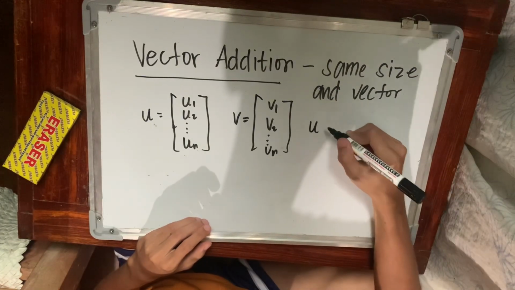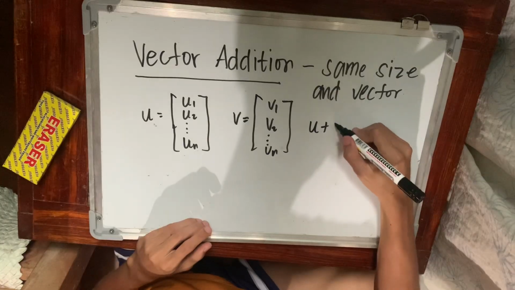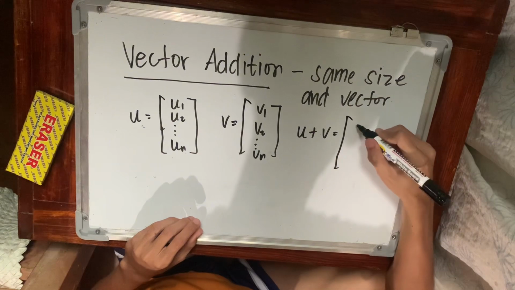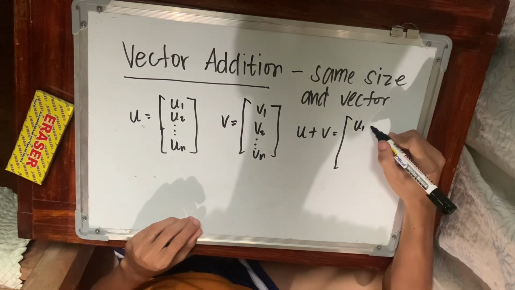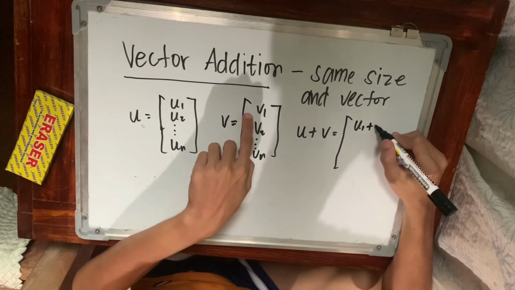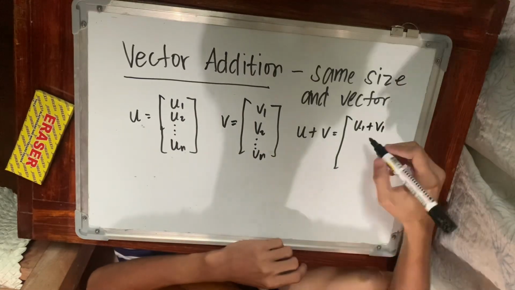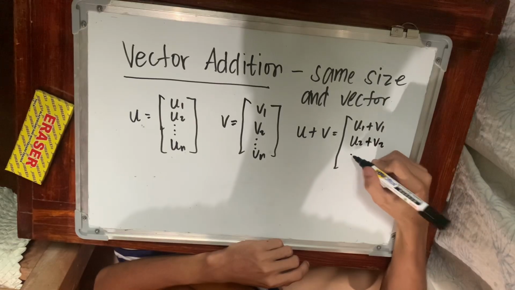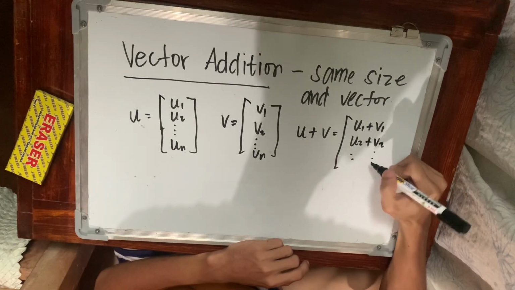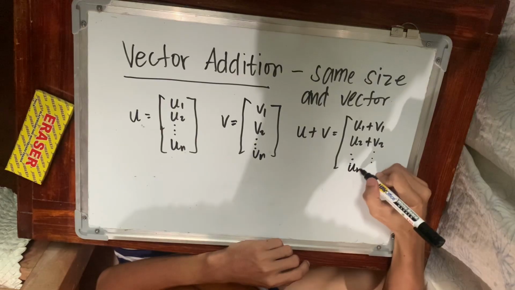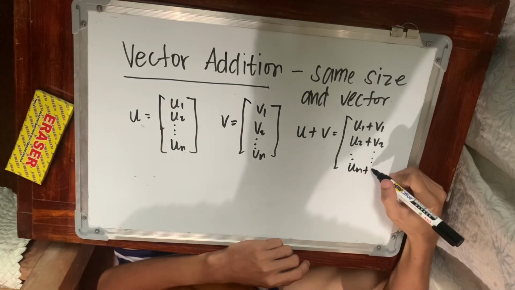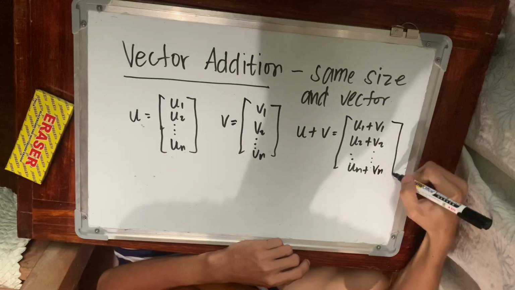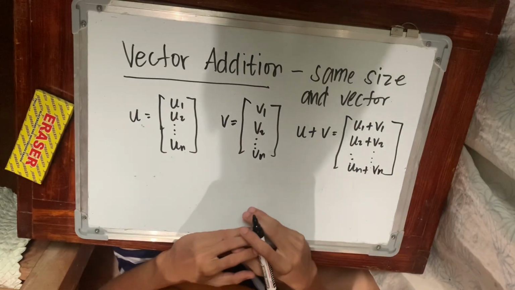If we add these vectors, we come up with this: vector U plus vector V is equal to U sub 1 plus V sub 1, U sub 2 plus V sub 2, up until U sub n plus V sub n. So let's have an example.